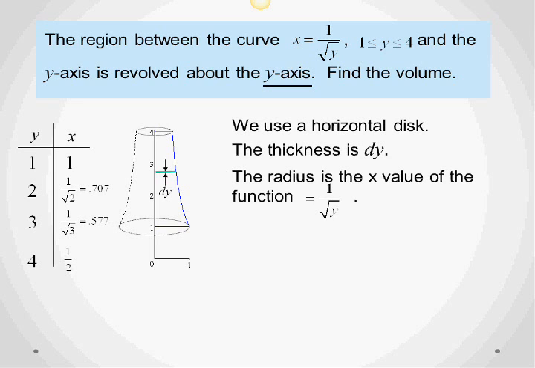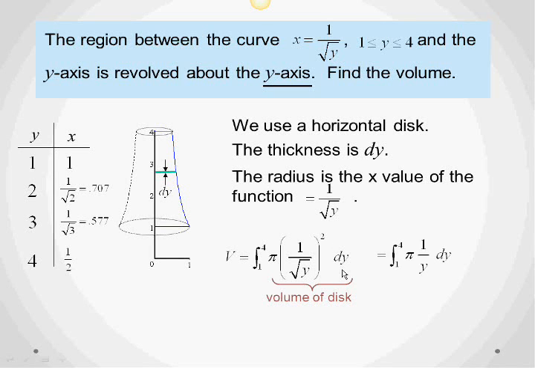Now everything's going to be integrated with respect to y. The radius is the x value of the function. Hopefully you can see that right here. The radius is the distance from the axis to the function. So we're going to integrate from 1 to 4 pi times 1 over the square root of y, all squared, dy. This represents the volume of the disk.